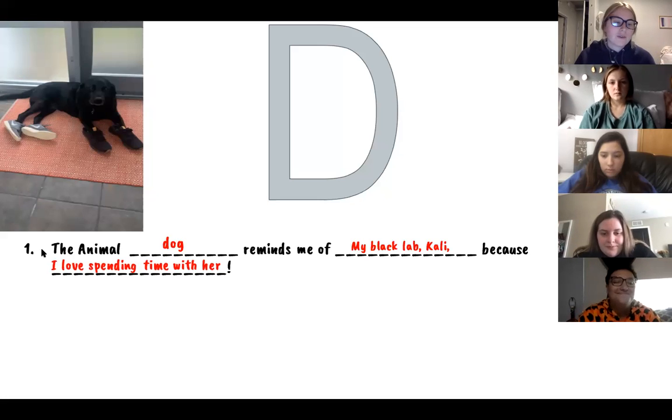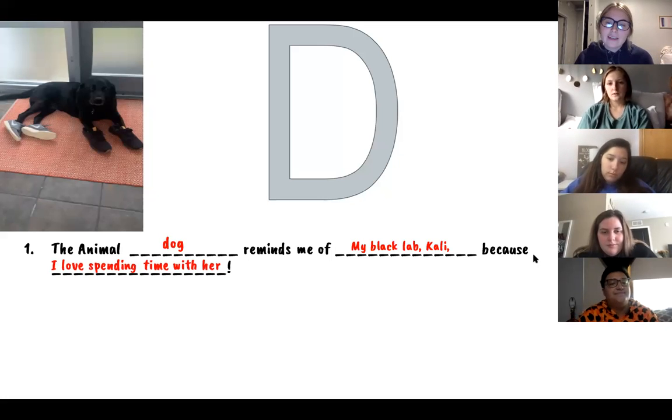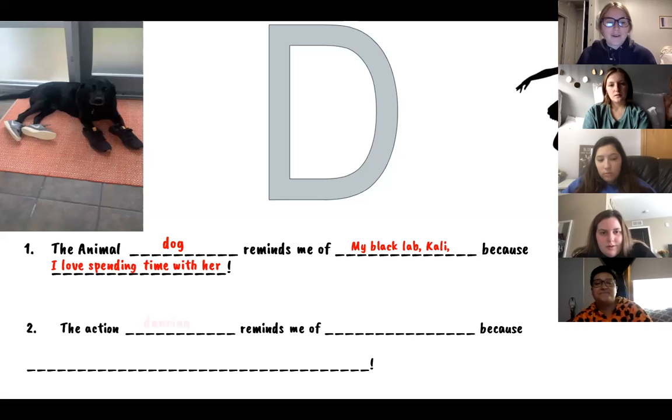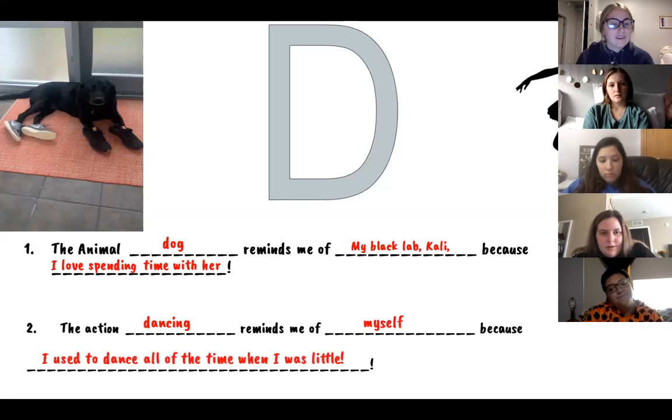So this sentence, if we read it all the way through, says, the animal dog reminds me of my black lab, Callie, because I love spending time with her. And now we're going to talk about the action that the dog was doing. Does anybody remember what the dog was doing? Dancing? The dog was dancing, you are right. So the action dancing reminds me of myself because I used to dance all of the time when I was little. So the comparisons I made from the book was to my dog and that I like dancing.